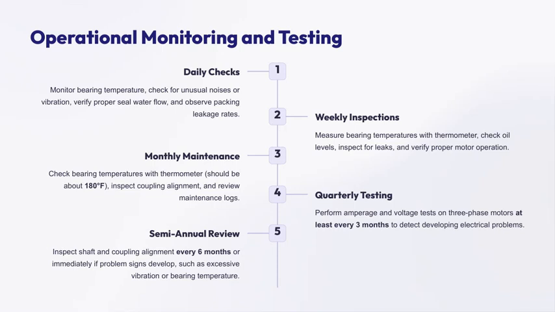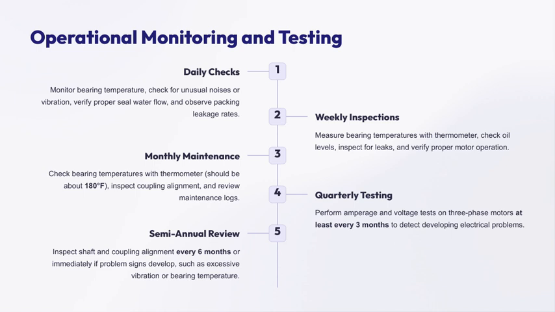Now, let's take a look at operational monitoring and testing, an essential part of maintaining our equipment's reliability. Starting with daily checks, it's important to monitor bearing temperature regularly. Listen for any unusual noises or vibrations. Verify that the seal water flow is proper, and keep an eye on packing leakage rates. These quick daily actions help us catch potential issues early before they become major problems.